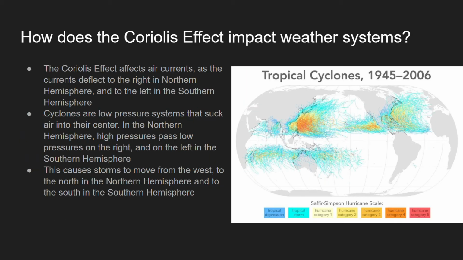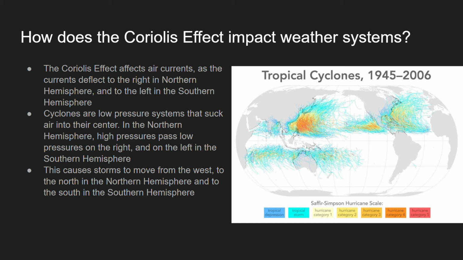So, how does the Coriolis effect impact weather systems? This is the big question, right? So, the Coriolis effect affects air currents, as the currents deflect to the right in the northern hemisphere and to the left in the southern hemisphere. Cyclones, or what we call low pressure systems, they suck air into their center. So they take air from areas of high pressure and move to areas of low pressure. So they're air currents, right? Because you have air moving from one place to another, that is an air current.